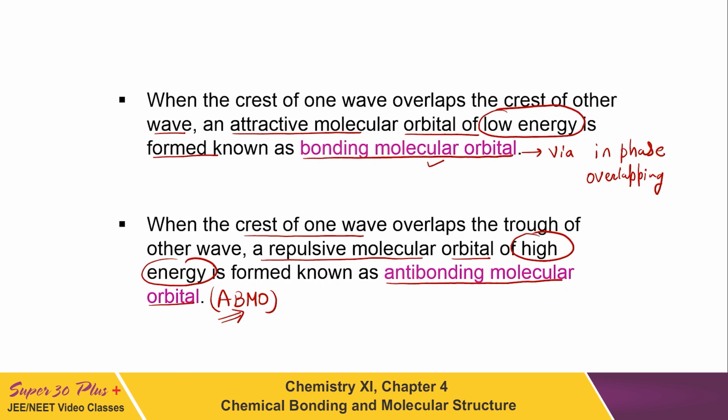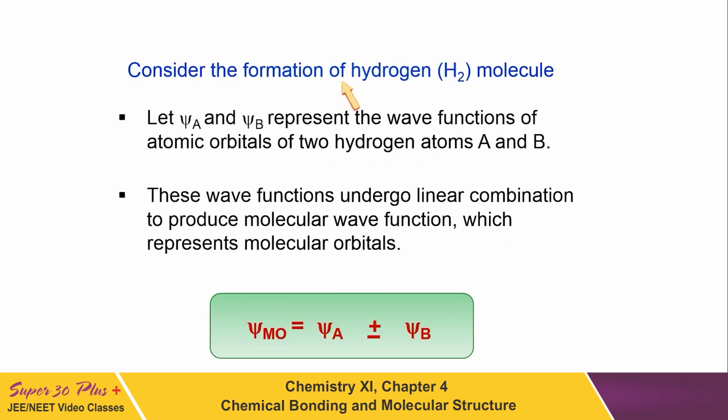Students, it is ABMO. Now consider the formation of the H2 molecule. Now we shall discuss how this hydrogen molecule is formed. In the formation of the hydrogen molecule, let psi A and psi B represent the wave functions of the atomic orbitals, AO, of the two hydrogen atoms A and B. When hydrogen forms, there will be one hydrogen atom and another hydrogen atom. Let us consider this one is A and this one is B. The wave function of this one is psi A and the wave function of this one will be psi B.